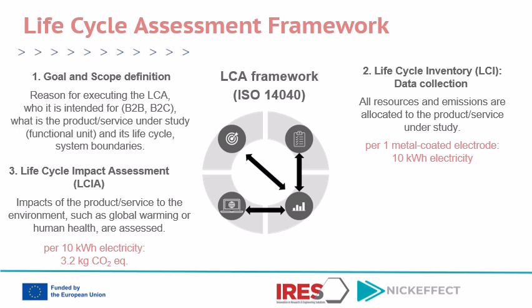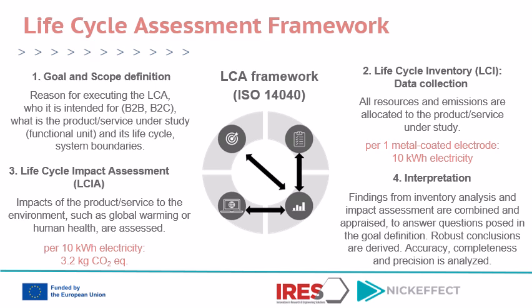Basically, this is the step where we would translate the information we got at the inventory phase, so how many kilowatt hours of electricity we might need to make a certain electrode, into an actual environmental impact. So these 10 kilowatt hours of electricity would imply 3.2 kilograms of carbon dioxide equivalent as climate change potential.